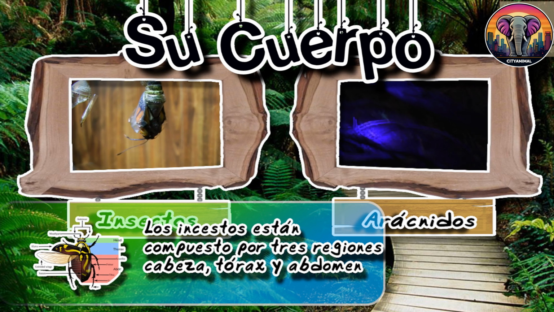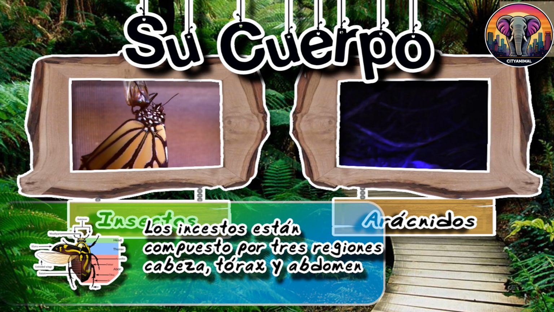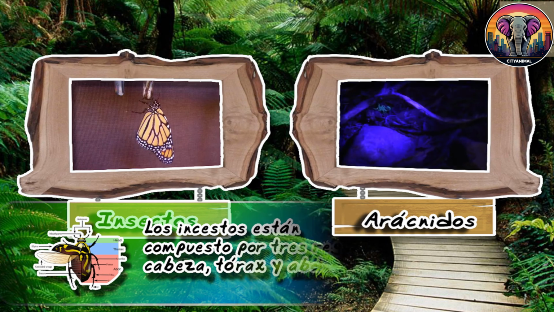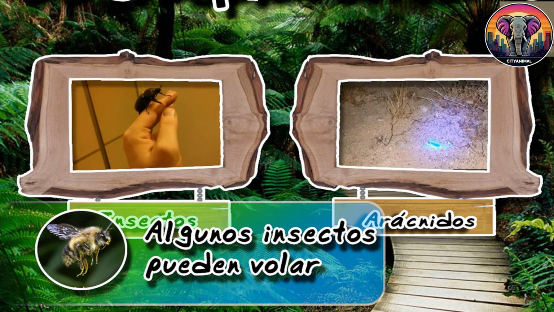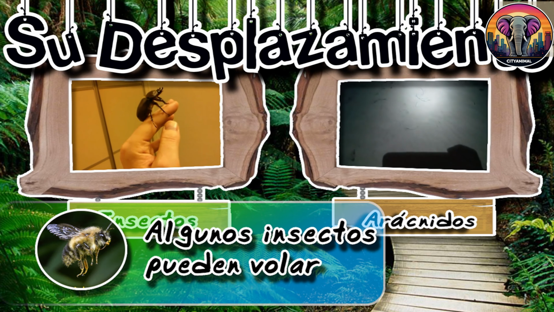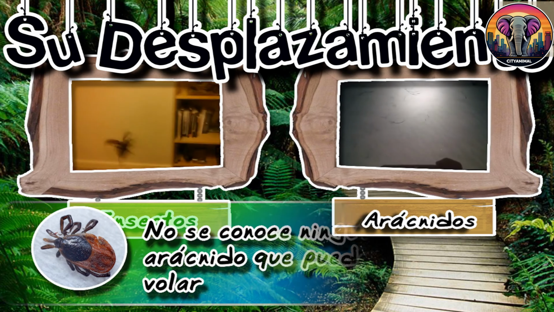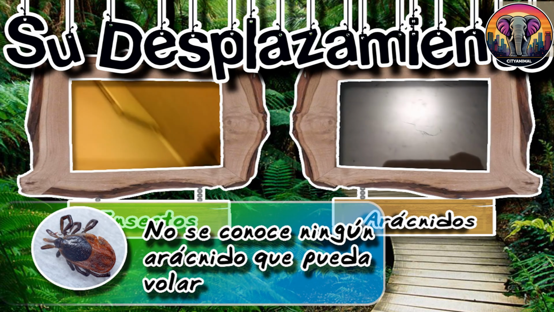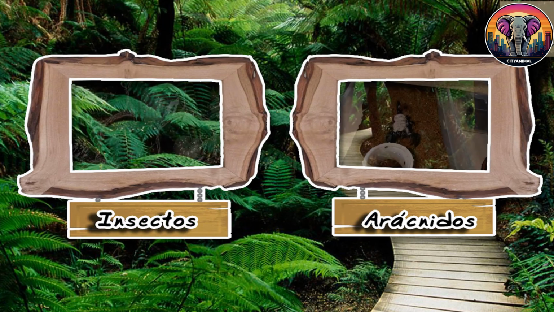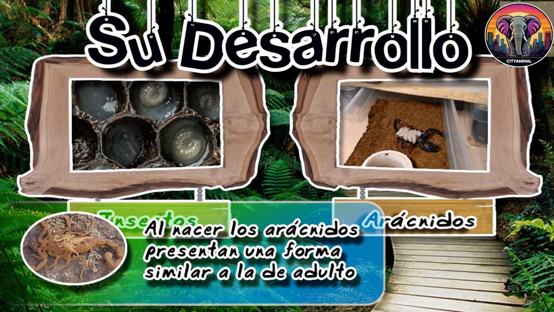Another major difference is that some insects can fly. This depends on the evolution of the insect in question, determined by its habitat and habits, whereas no known arachnid can perform this kind of movement. Overall, arachnids are already similar to the adult form when born and do not undergo metamorphosis, but insects have 3 phases that allow them to develop. First as larvae or nymphs, then as pupae, and finally they reach their adult phase.